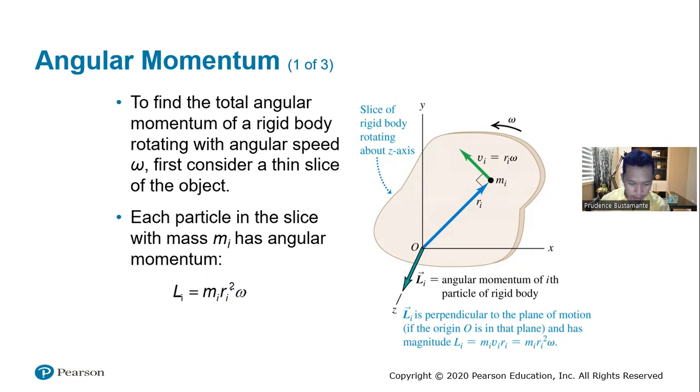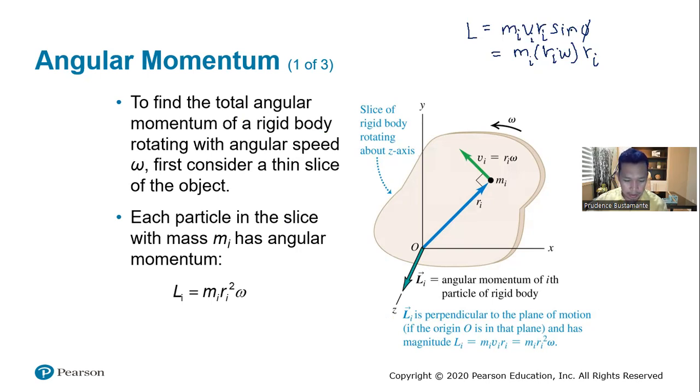If you remember, the angular momentum L is equal to m v r sine phi. Here v is just equal to, for example, vi, and for a particle with mass mi at ri, vi is equal to ri omega. So we have mi, ri omega times ri, times sine phi.